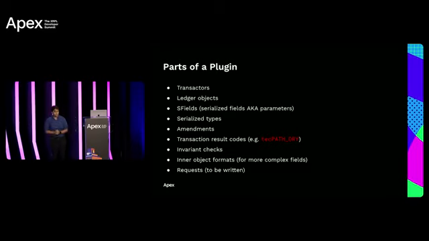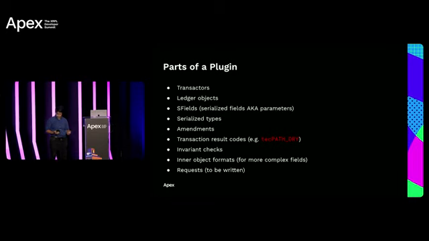Now for the parts of a plugin. This is what typically makes up an amendment when you're writing a new feature amendment. You have your transactors, which is basically the code that's processing a transaction. You have your ledger objects. You have SFields, which are basically your serialized fields, or parameters for your transactions.